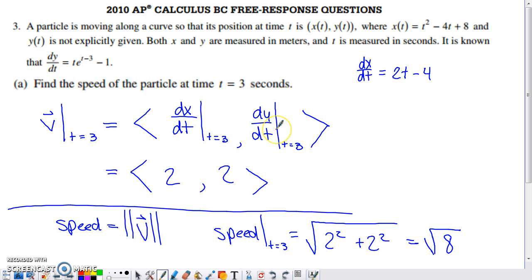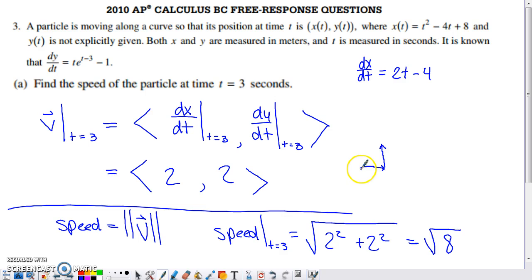Then for the y component of velocity, we already have access to that. There's no need to take a derivative here or anything. We just have to evaluate this derivative at 3. And so 3e to the 3 minus 3 and then minus 1 is actually going to simplify down to 2. So you've got an x component of velocity being positive 2, a y component of velocity being positive 2. I'm going to try to draw the velocity vectors. That's supposed to be my x component of velocity and my y component of velocity. Both of these have a magnitude of 2. So 2 units here, 2 units here.